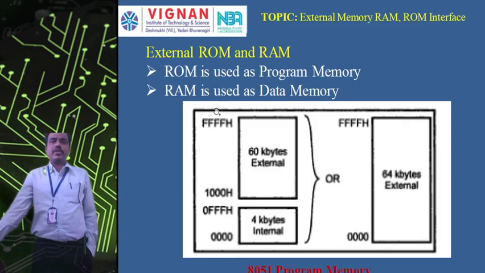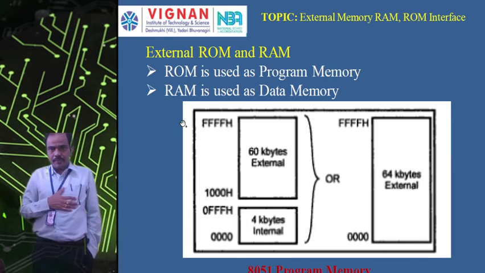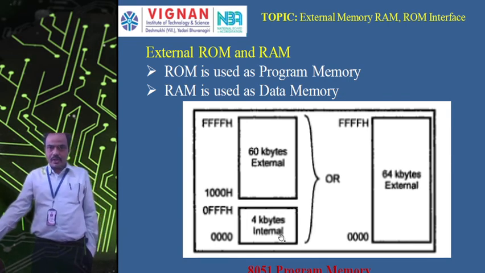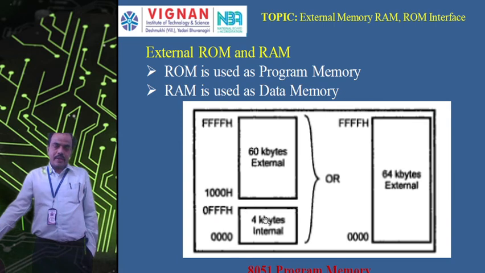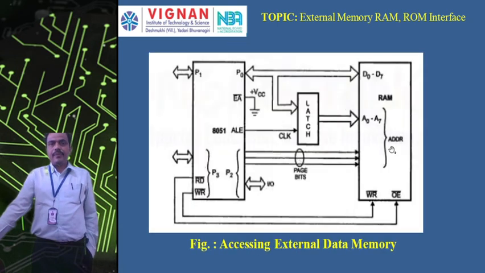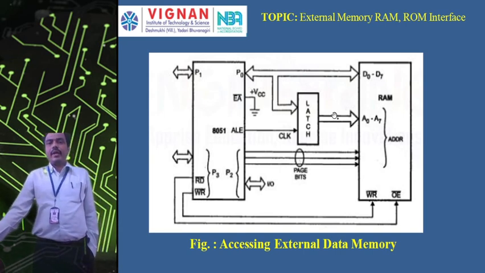In this session, I have discussed what ROM and RAM are actually available in our 8051 microcontroller. The actual available is 4 kilobytes of internal ROM. When EA bar is connected to VCC, it can access internal ROM. When it is connected to ground, it can access external ROM. In a similar way, this applies for data memory. So this is how we are going to access them. In the next session, we are going to discuss the exact interfacing of ROM and RAM with the 8051 microcontroller.